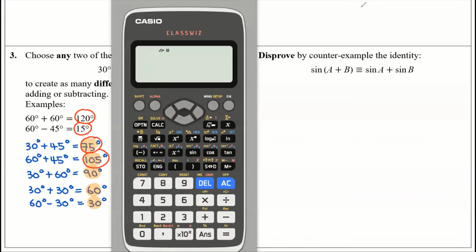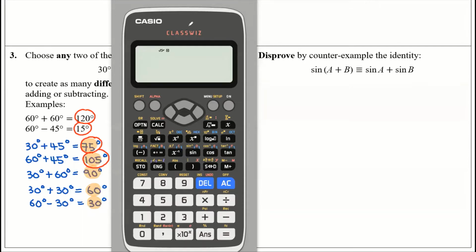And the final question is a disproof by counterexample. Now this identity is not true, of course. That's why we have to disprove it. But it's a common mistake made by students when we embark on these compound angle formulae. You can probably see what's happened here.